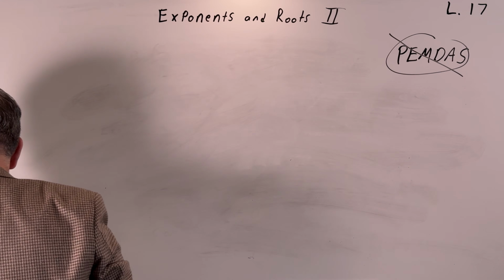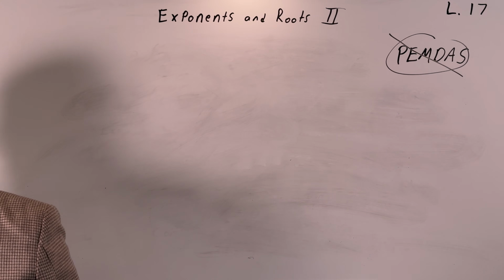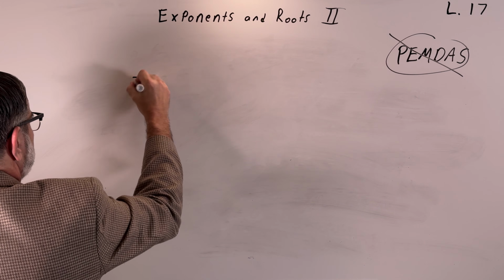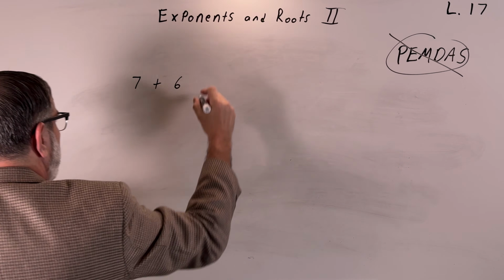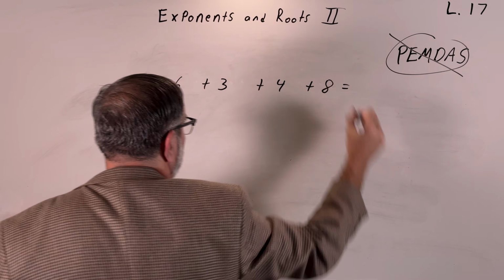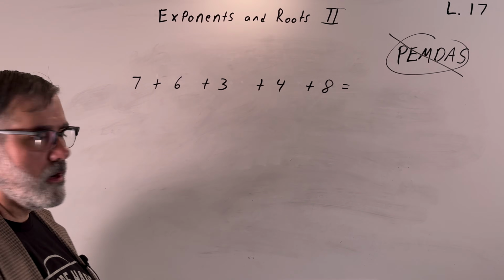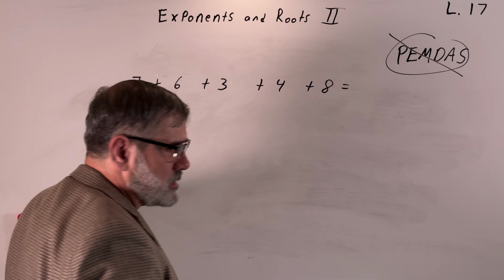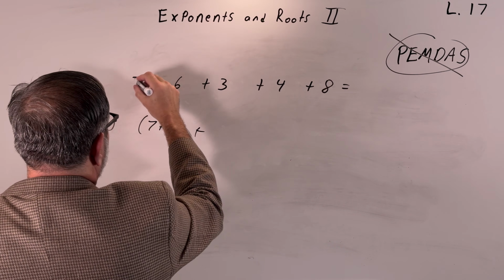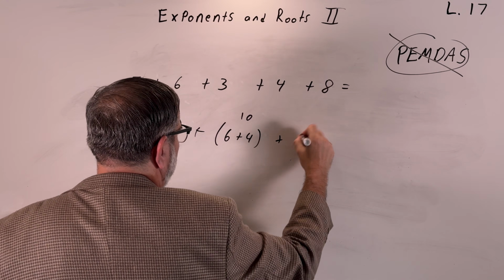Let's look at a couple more examples. With addition, things can really work out nicely for you with grouping. Let's look at 7 plus 6 plus 3 plus 4 plus 8. When you get something like this, I want you to associate terms that are nice. So the 7 and the 3, what happens when I add 7 plus 3? 10. What happens when I add 6 and 4? It's also 10. And then I finally have an 8 left over at the end.